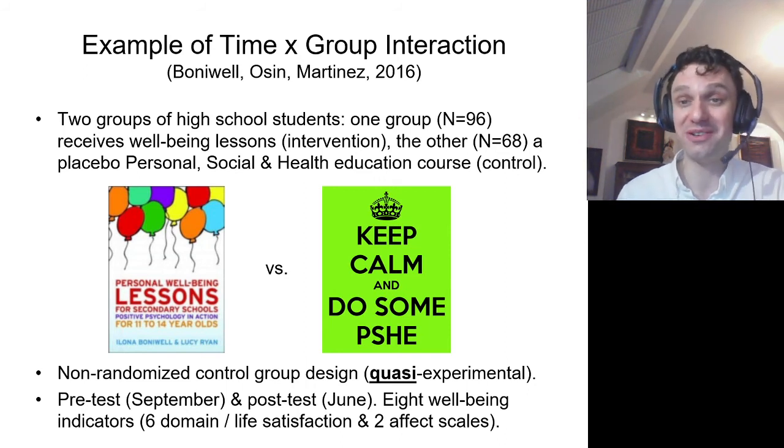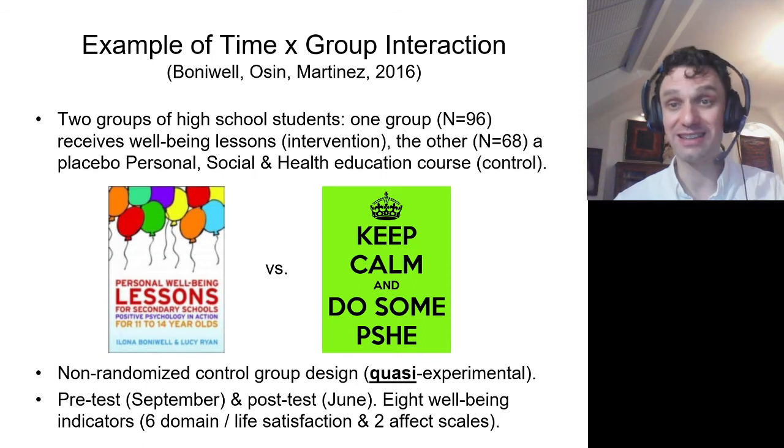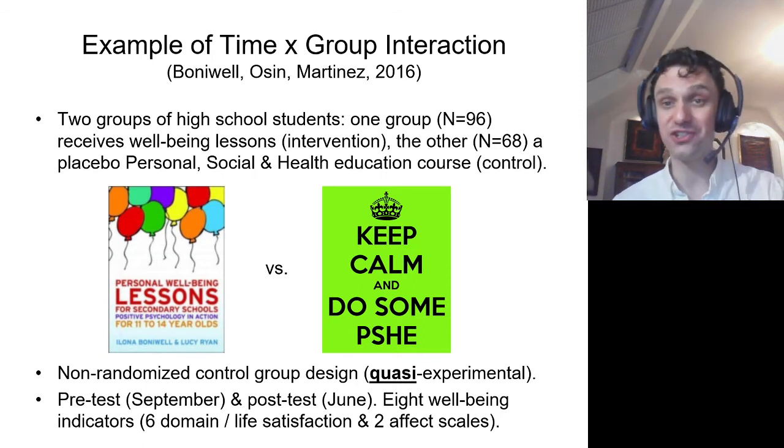So we were looking at whether the effect of our intervention on the change from pretest to post-test would be different compared to the old intervention. And we had data measured in September and in June.